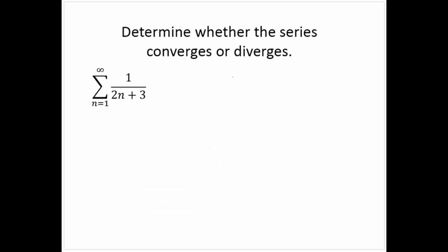So now we're going to look at a few examples. Again, the question is to determine whether the series converges or diverges. Here we have sigma n equals 1 to infinity of 1 over 2n plus 3. You might say, can we just use the comparison test? Well, 1 over 2n plus 3 is less than 1 over 2n. And sigma 1 over 2n is 1/2 of sigma 1 over n.